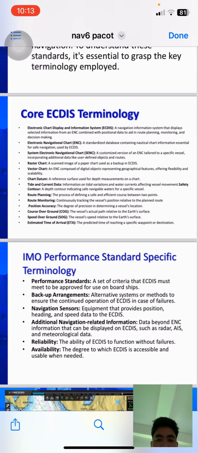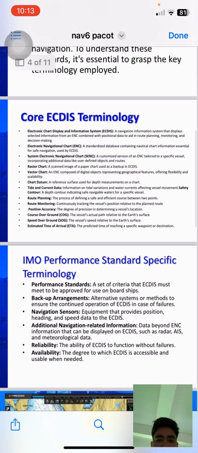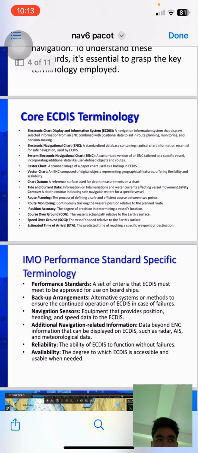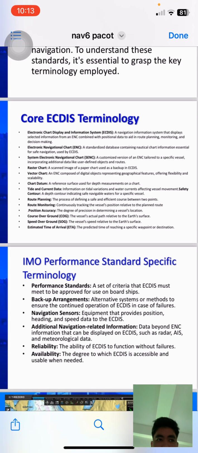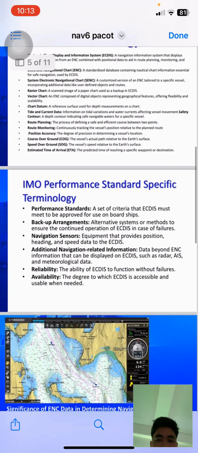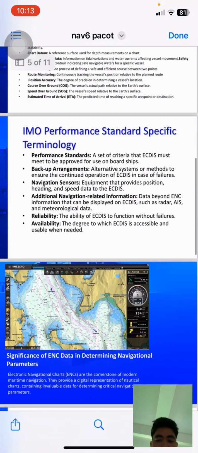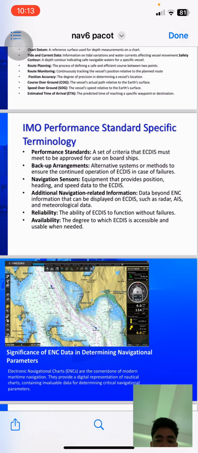These standards will apply by the IMO standards that will be used for navigating. So, for the IMO performance standard specific terminology.